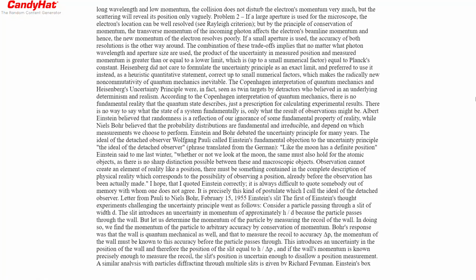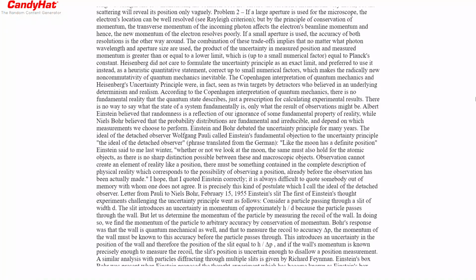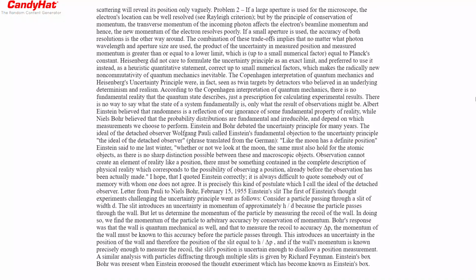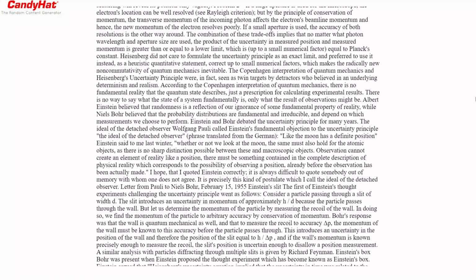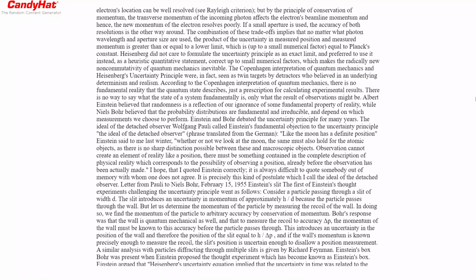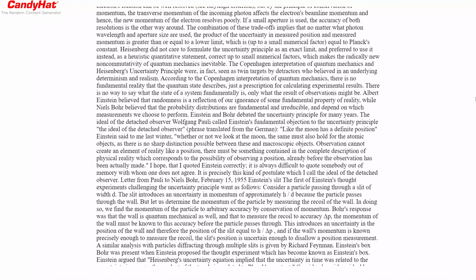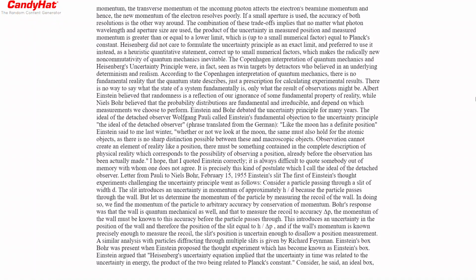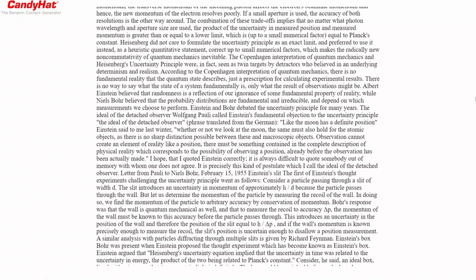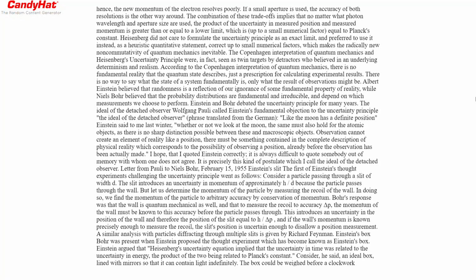Einstein slit. The first of Einstein's thought experiments challenging the uncertainty principle went as follows. Consider a particle passing through a slit of width d. The slit introduces an uncertainty in momentum of approximately h/d because the particle passes through the wall. But let us determine the momentum of the particle by measuring the recoil of the wall. In doing so, we find the momentum of the particle to arbitrary accuracy by conservation of momentum.